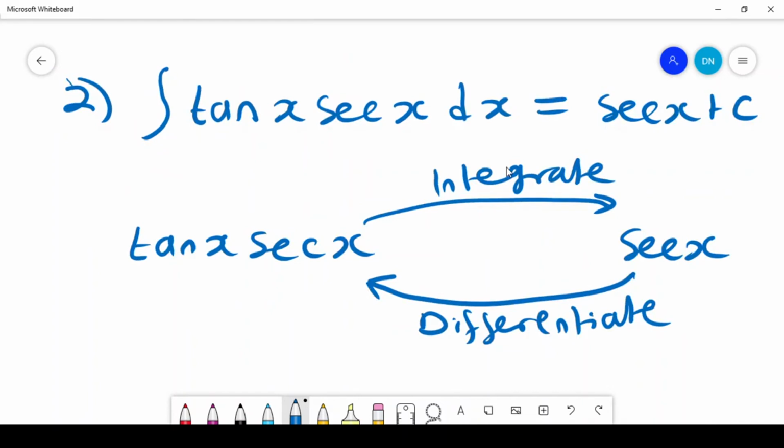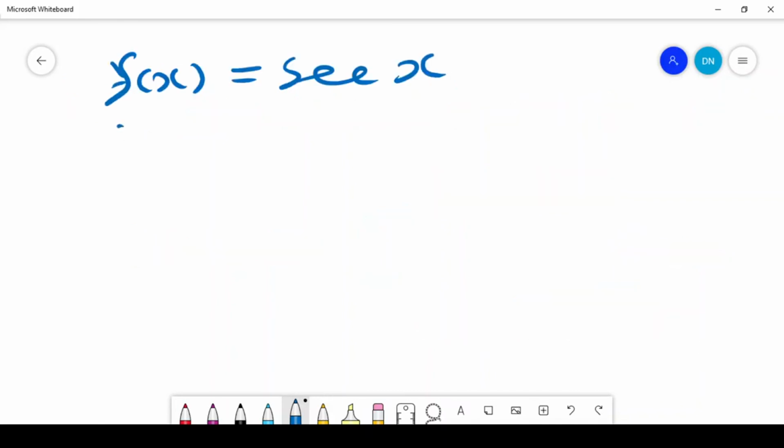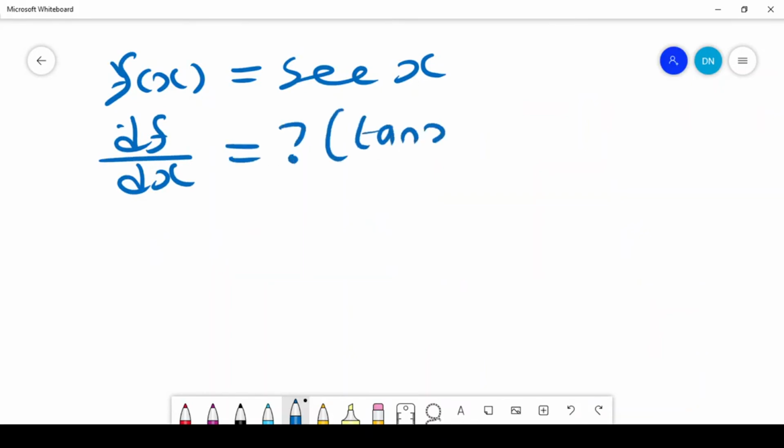Number 2, we want to look at the relationship between tan x times sec x and sec x. So if we integrate tan x times sec x, we get sec x, and if we differentiate sec x, we get tan x sec x. So we can say then df/dx will be equal to what? And we expect the answer to be tan x sec x.